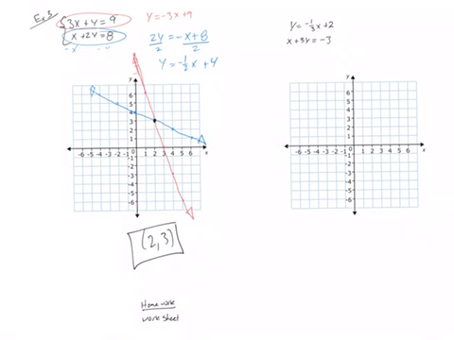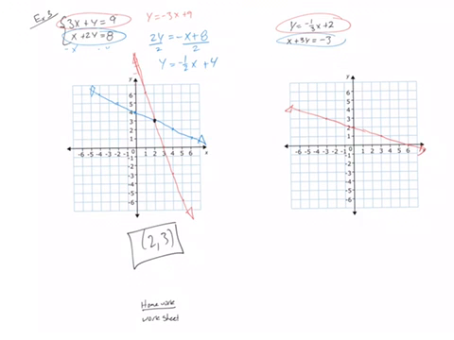Alright, let's do this next one. Again, the first one in red. Crossing at 2, down 1, right 3. Up 1, left 3. Graph that. The next one I'm going to have to work with just a little bit here. So this is in blue.